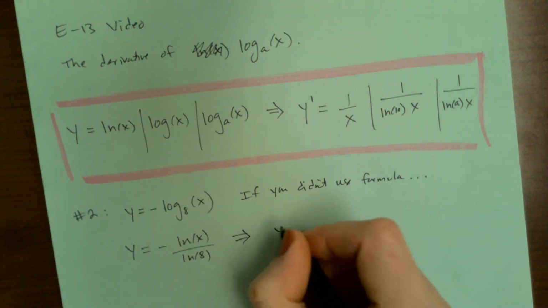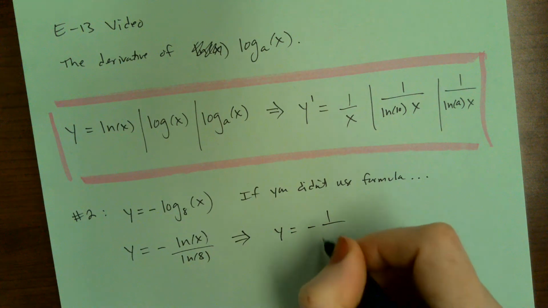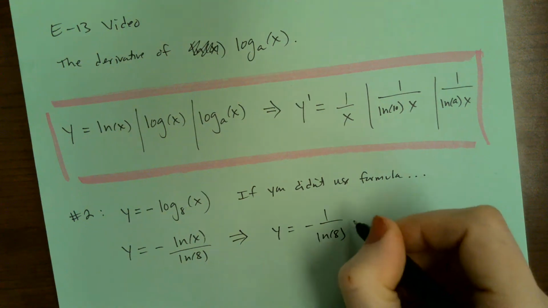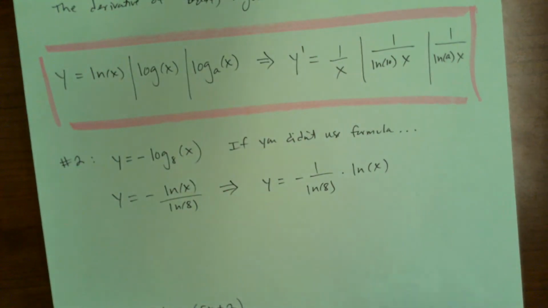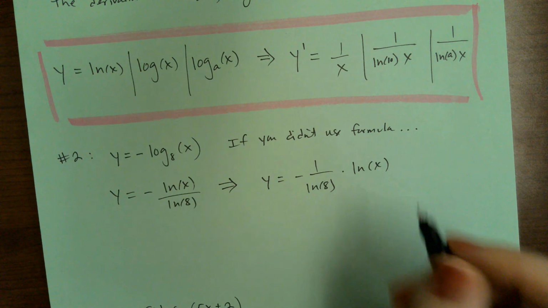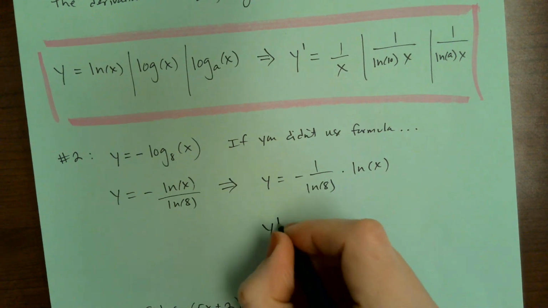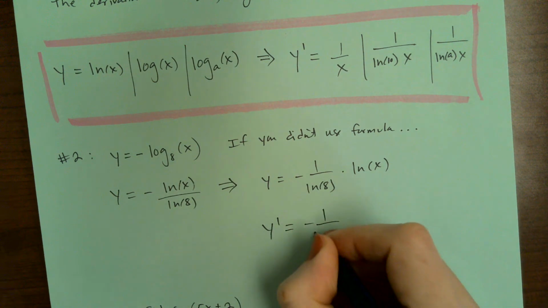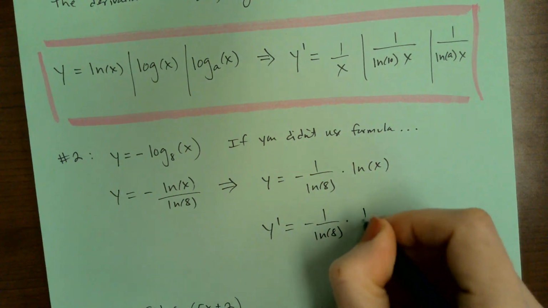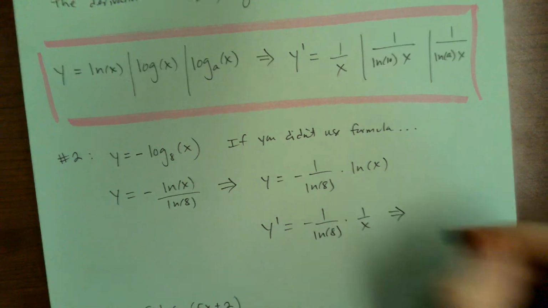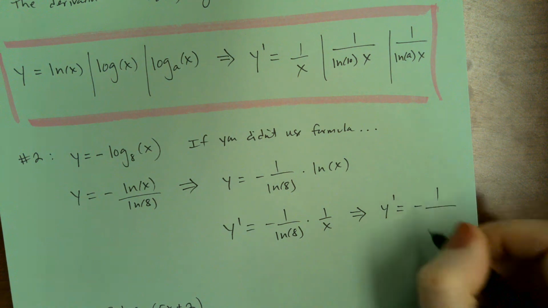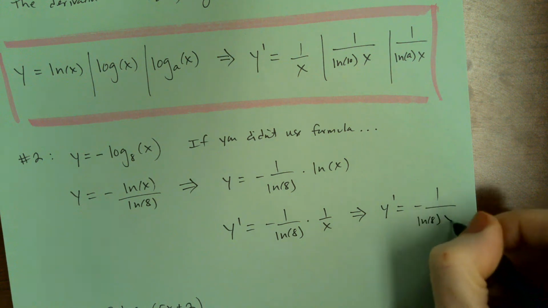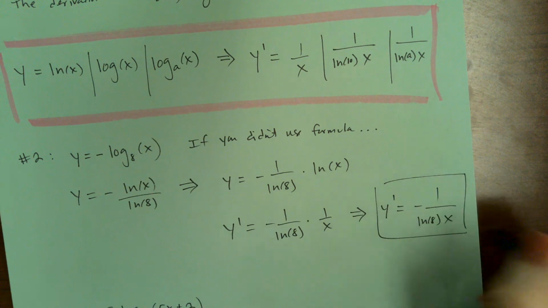And then you could say y equals negative 1 over natural log of 8 times natural log of x. And then you do the derivative. So y prime is negative 1 over natural log of 8 times 1 over x. So you get y prime is negative 1 over natural log of 8x.